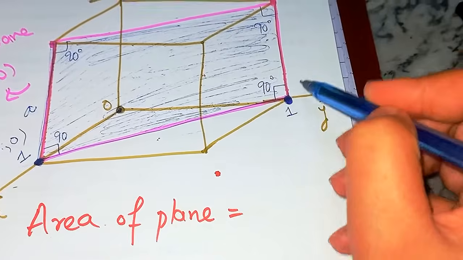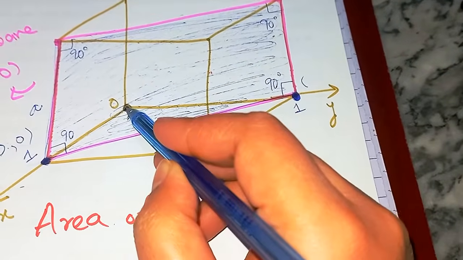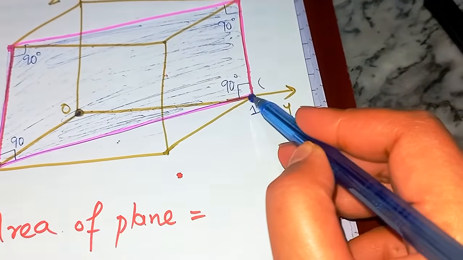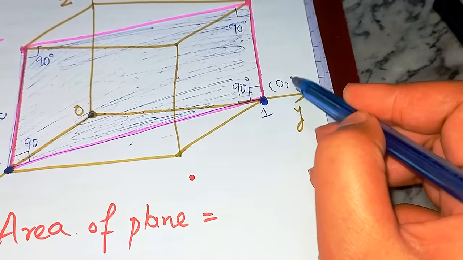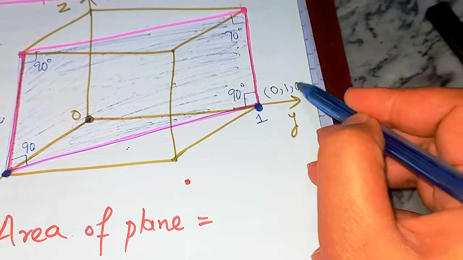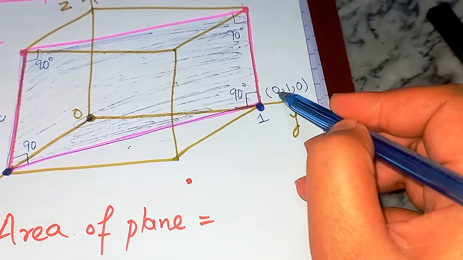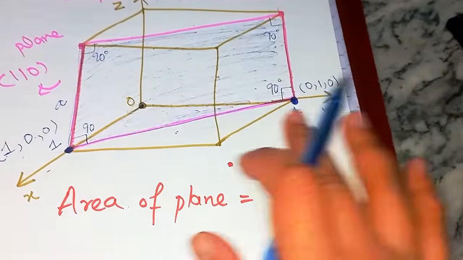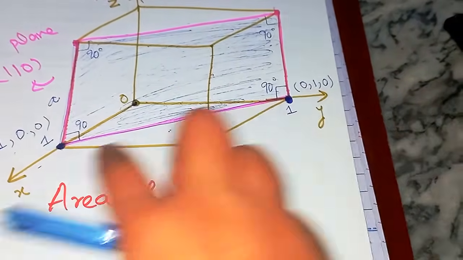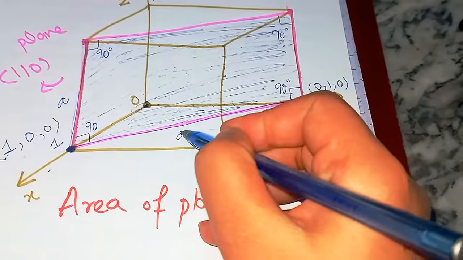Similarly, for here, starting from the origin, you have to move 1 unit along the y direction to the other corner of the unit cell, and no motion along x and z direction was needed. So these are the coordinates of this point: 0 along x, 1 along y, and 0 along z. Now let's find out the length. Let's call it d.